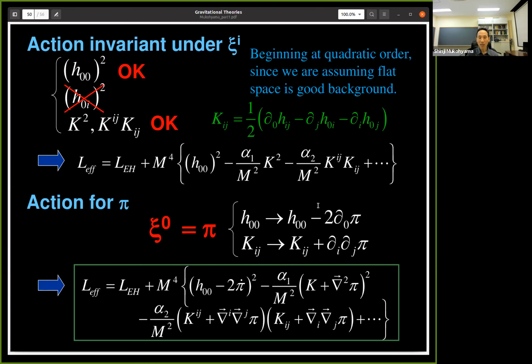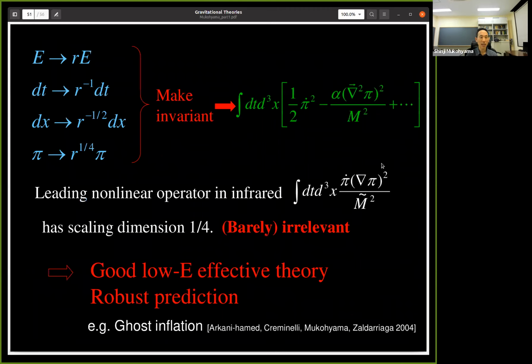Now I want to show that the terms that in principle can be there can be ignored at low energy. This is very important because in general you have an infinite number of terms. We don't know which one is important. We want to show that they are unimportant at low energy. This is what I do now.